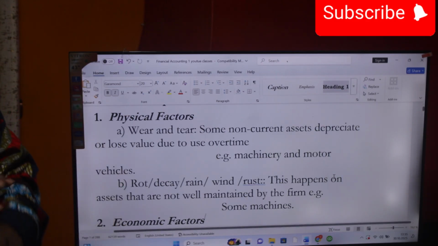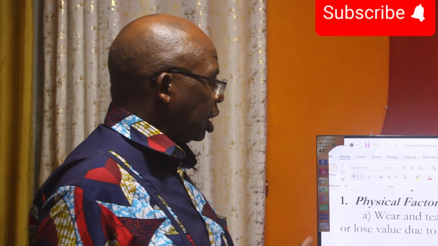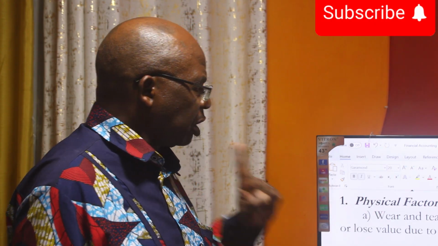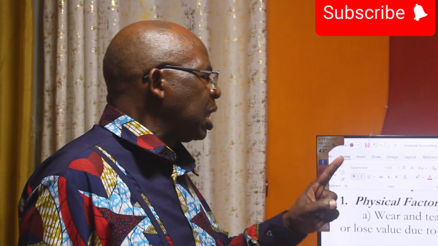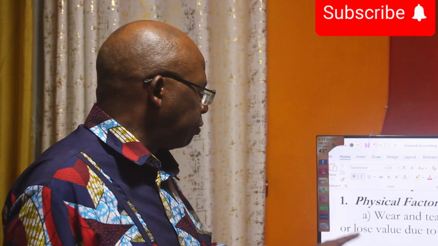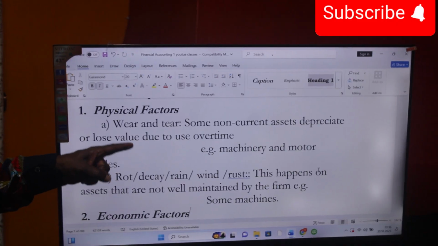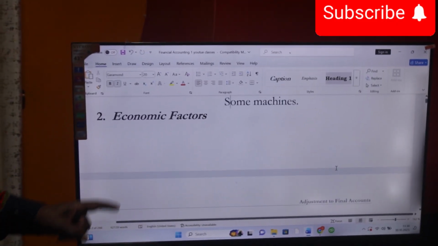As we use non-current assets, they wear and lose value. If you have vehicles distributing our goods throughout the country or even the region, as we use those vehicles, or even machines, they lose value. So the first physical factor is wear and tear. Some non-current assets depreciate or lose value due to use over time, for example machinery and motor vehicles.